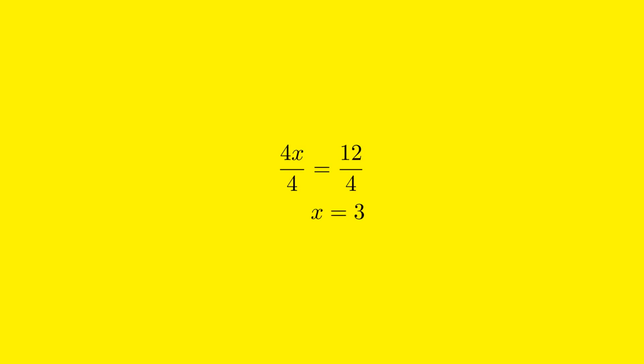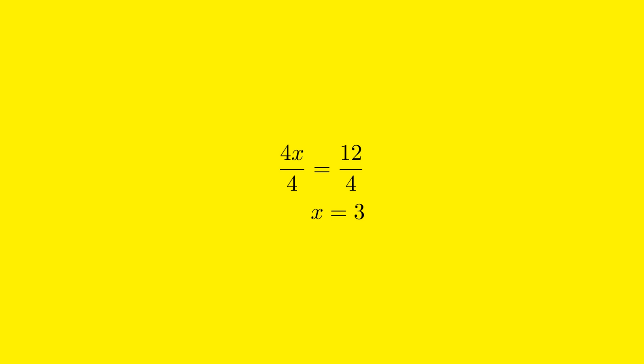Step 2. In step 1, we simplified the equation to 4x equals 12. Now we need to solve for x by isolating it completely on one side. To do this, we divide both sides of the equation by 4, because 4 is the coefficient of x. The coefficient is the number that is directly in front of the variable x. So we take 4x on the left side and divide it by 4. Similarly, we take 12 on the right side and divide it by 4. This action will cancel out the 4 in front of x on the left side.